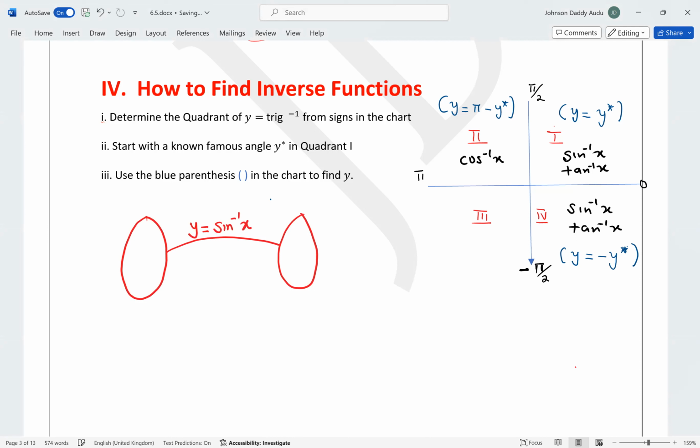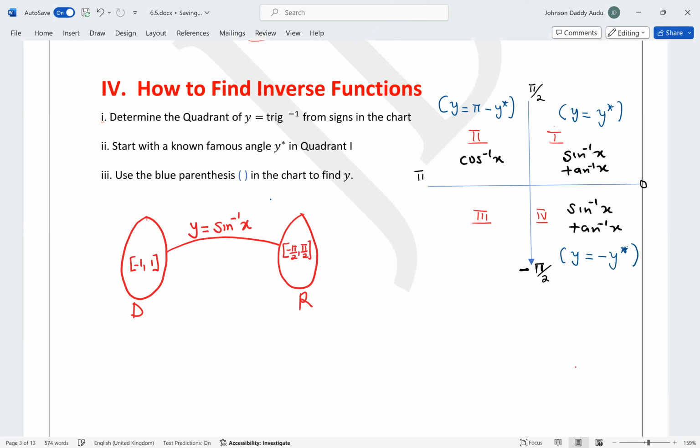Now, this x must come from the domain. So this will be the domain and this will be the range. But we know this is sine inverse. So what is the domain of sine inverse? It is from -1 to 1. If x is coming from -1 to 1, remember y is the output, so y will be in the range. But what is the range? The range is from -π/2 to π/2.